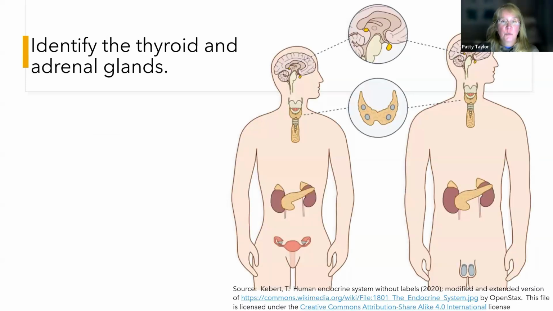So let's take a moment to review. Where is the thyroid gland and where is the pair of adrenal glands? All right, there's the thyroid. That one's often confused with thymus, but thyroid is in the neck, right below the larynx or voice box, and adrenals, they sit on top of the kidneys.